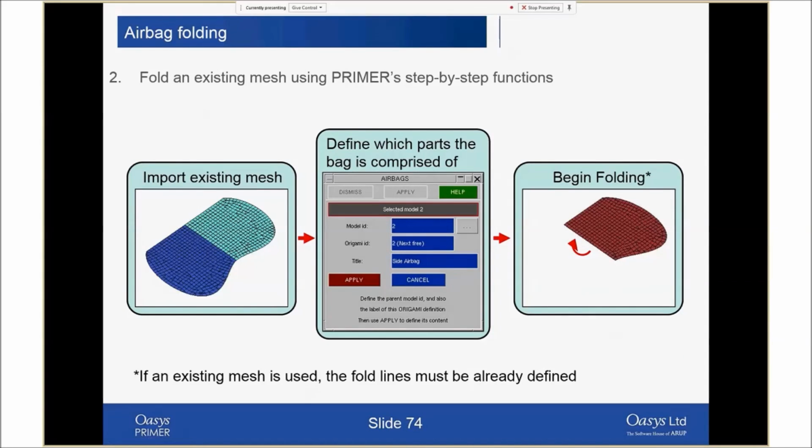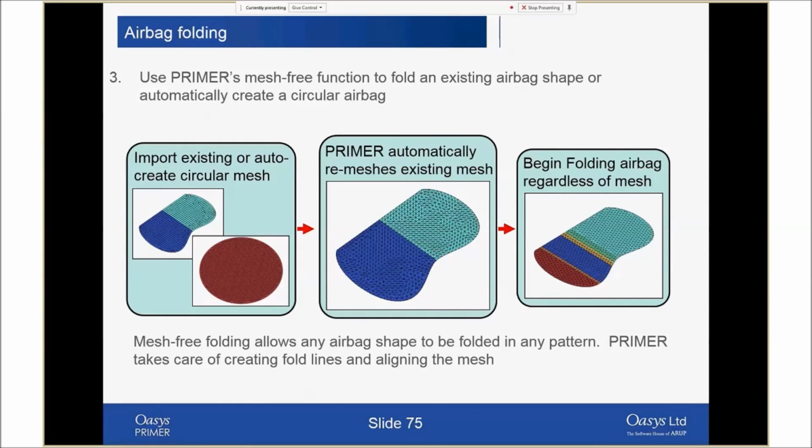The second one is to fold an existing mesh using Primer's step-by-step functions. And in this case, the fold lines have to be predefined. The more useful method is to use Primer's mesh-free function to fold an existing airbag shape, or to automatically create a circular airbag. With this method, any airbag shape can be folded in any pattern, and Primer takes care of creating fold lines and aligning the mesh and so on.